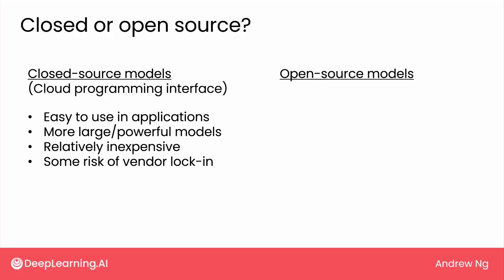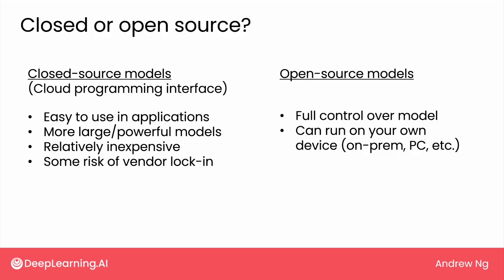In comparison, there are also many open source models that are available now. One advantage of using an open source model is you have full control over the model. You know you always have access to that model and don't have to worry about what if the company providing it were to retire or deprecate the model that you had built on top of. You can also often run these models on your own device. So if you want to run it on premises or on-prem, that is on your own servers, or on a PC or a laptop or a mobile device, then open source models may give you a good starting point to do that.